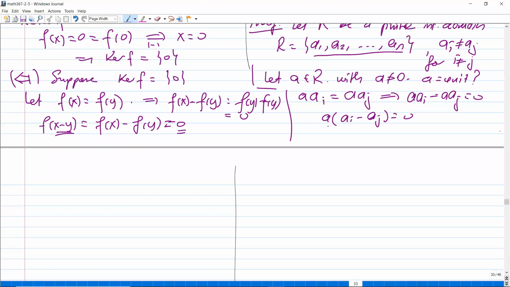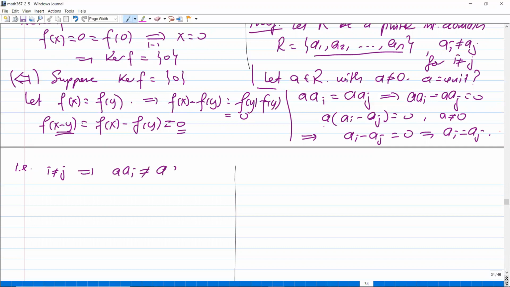Look at this last line: a times this product is 0, and we know that a is not 0, and R is an integral domain, so it has no zero divisors. So one of them must be 0. Since a is not 0, ai minus aj is equal to 0, so ai is equal to aj. That is, if i is not equal to j, then a times ai is not equal to a times aj.